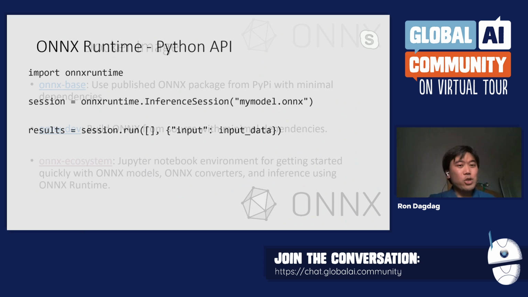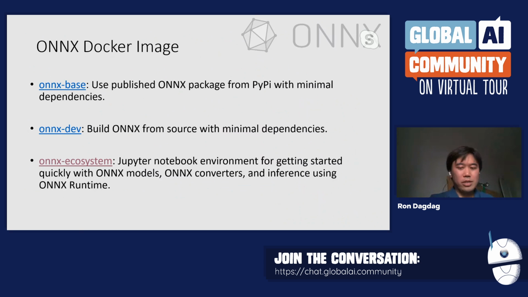There's also Docker images that you can incorporate with your application. I would recommend, if you don't want to install anything on your computer, go to this ONNX ecosystem, spin up that Docker container instance, and you can use it to try it out or do conversions. And it already has Jupyter Notebook installed, and it's ready to go.